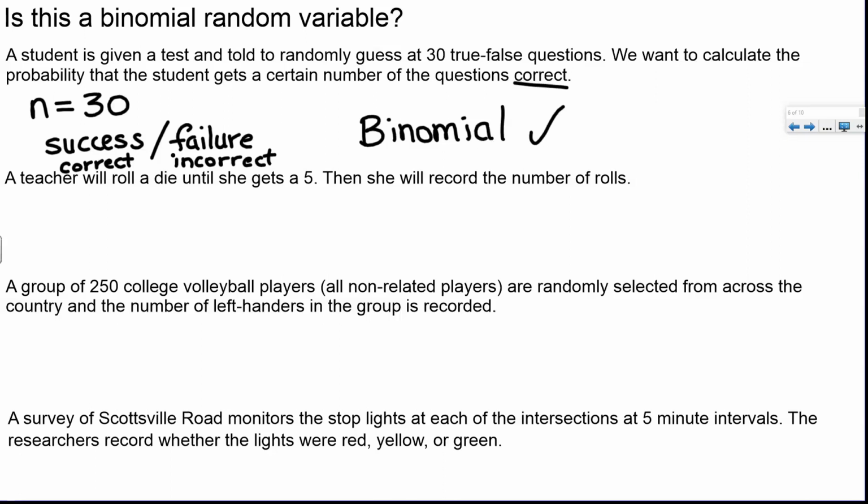All right, a teacher will roll a die until she gets a 5. Then she will record the number of rolls. Okay, so this is not binomial. Why is this not binomial? Because it's not a fixed number of observations. That's right. The very first thing we look for is, what is n? But we don't know here because she's rolling the die until she gets a 5. If they're doing something until they get a success, that's going to be a different distribution. It's not binomial. Since we don't have a fixed n, we know immediately it's not going to be binomial.